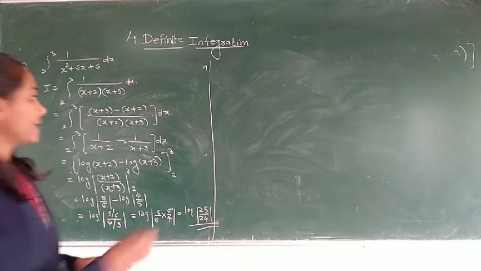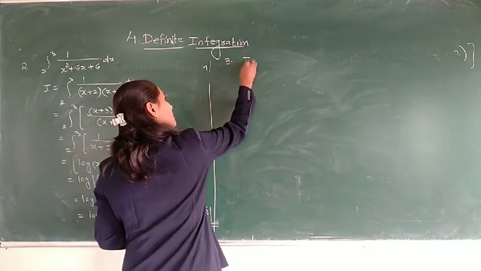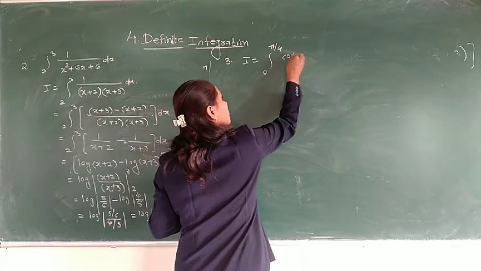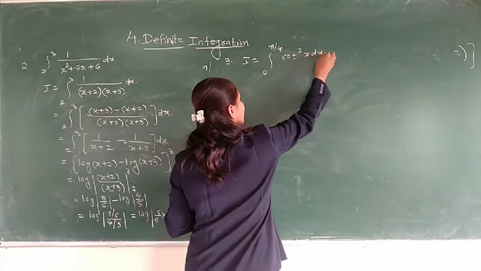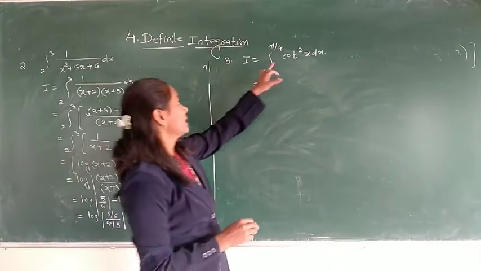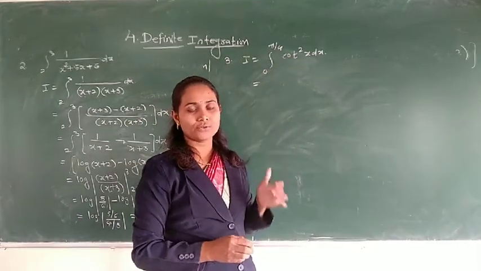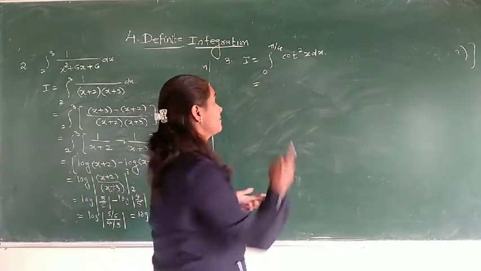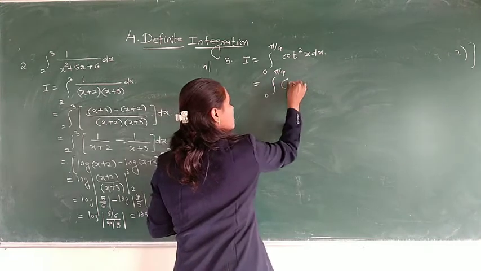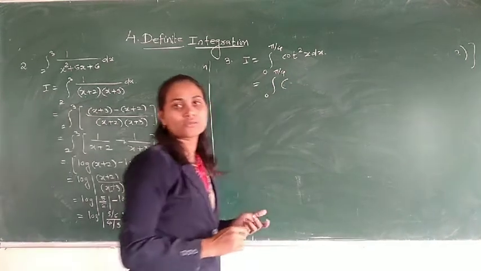Cot square x dx. Third question: integration from 0 to pi by 4 of cot square x dx. Now see, we can't directly find the integration of this type of function. So instead we use an identity for cot square. Integration from 0 to pi by 4 of cot square theta, that is, 1 plus cot square is cosec square.